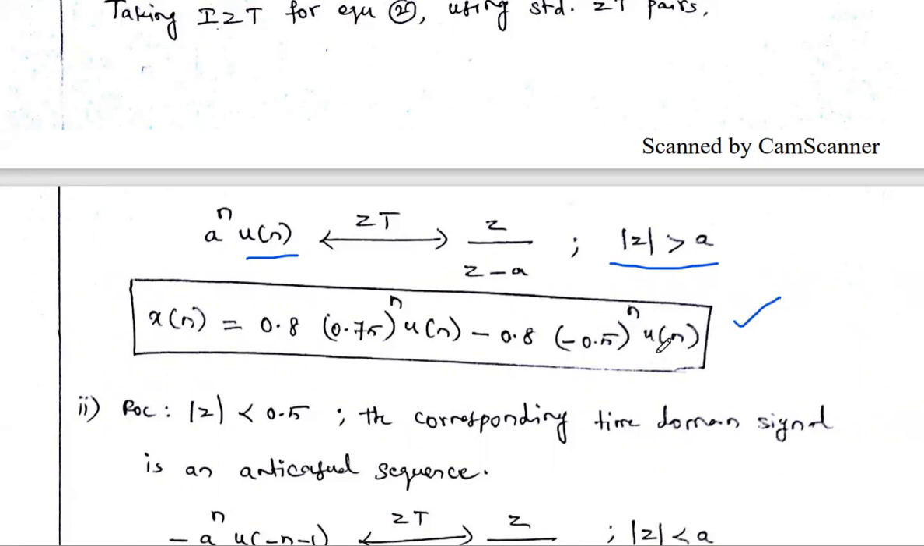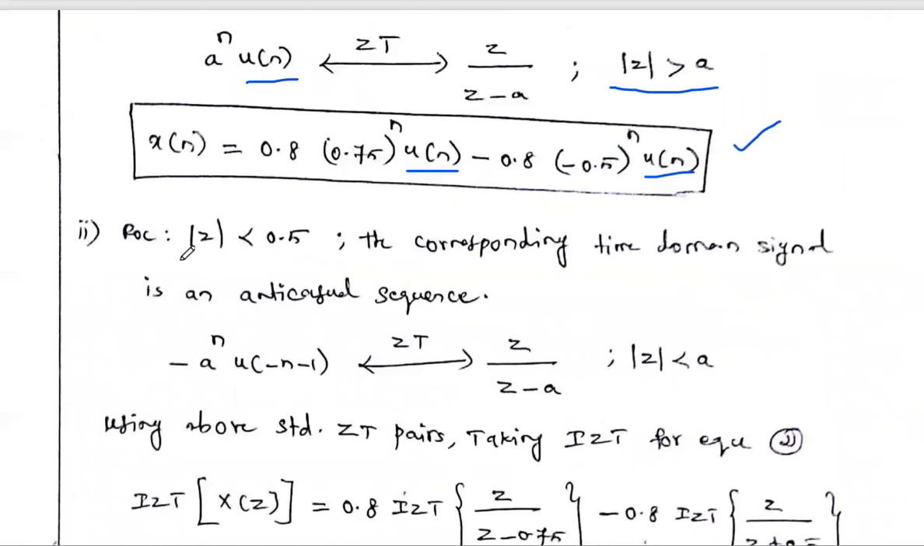You see the given signal has two parts, both having u of n. That's why this obtained signal x of n is a causal sequence. And the next one: in the given problem, the second question is given. The second thing is that under the ROC modulus of z less than 0.5, we have to find the x of n value.